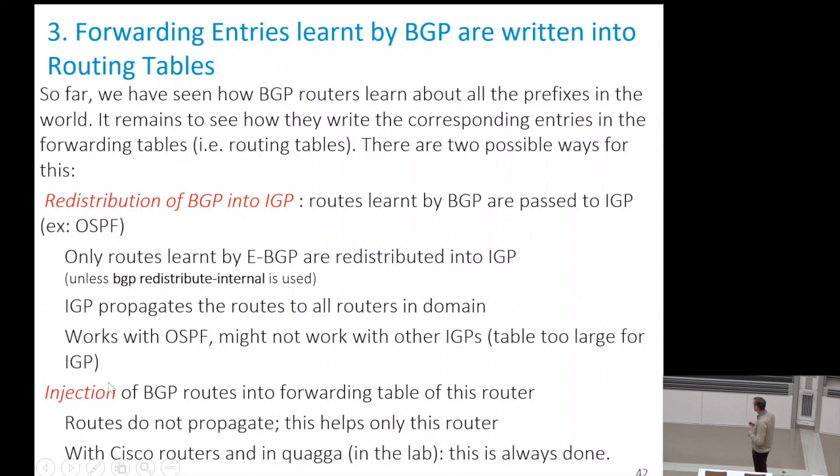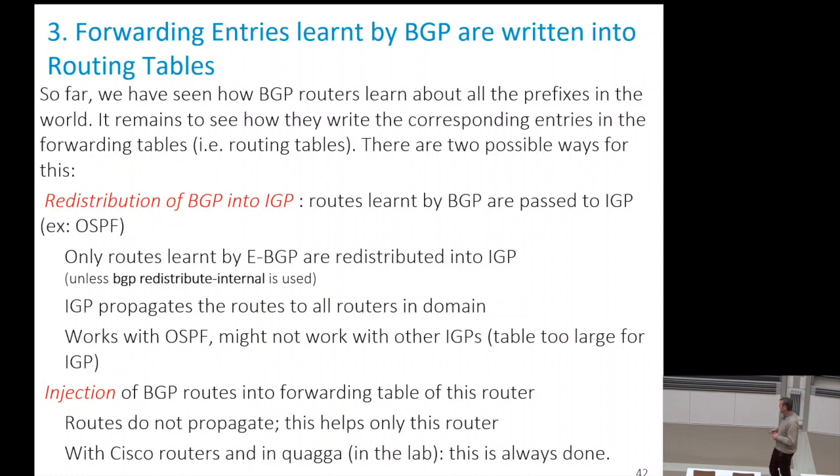Because of that, there's another method that has often been used: simply saying this BGP router doesn't redistribute the routes to the routing protocol, but redistributes them into its forwarding table. In that case, we say injection more than redistribution, although the two words are sometimes interchanged. In this lecture, I will use injection to say that I just put them into this router. The routes in that case will not propagate. That helps only this router, right?